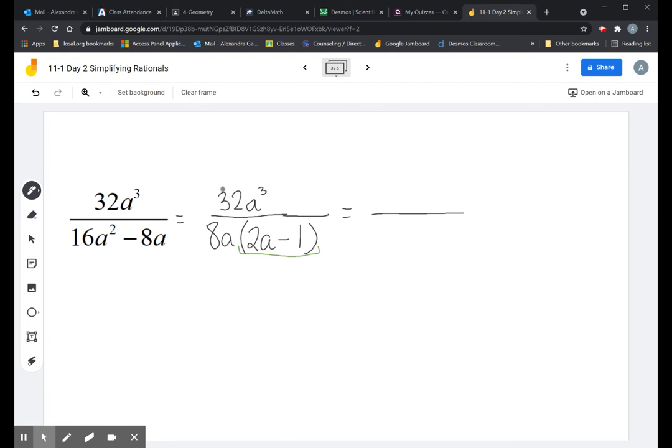Now I can cancel 32 and 8, so it's 4 and 1. And then a cubed and a, I've got 2 a's left over at the top. So it's 4a squared, 2a minus 1. And I cannot cancel 2a and 4a squared because 2a is locked in with that minus 1. So this is my final answer.